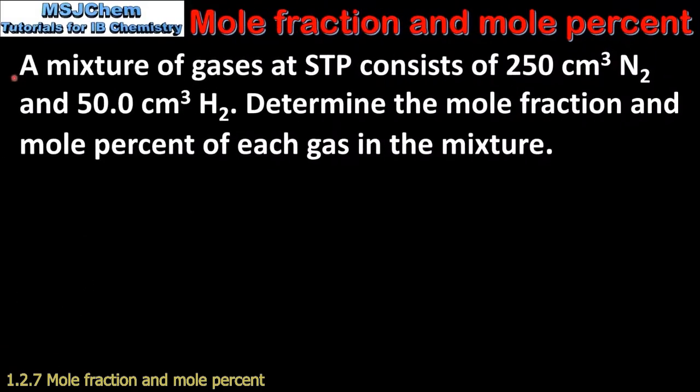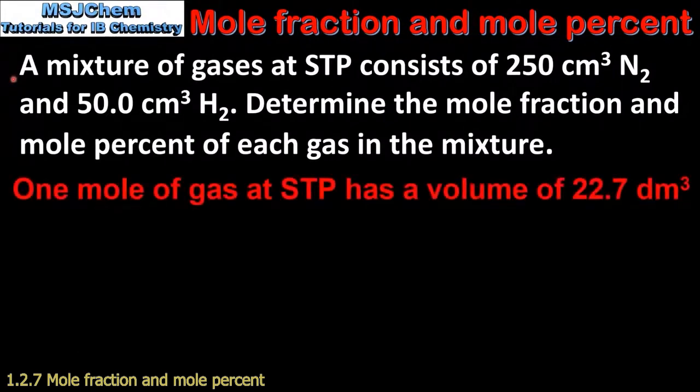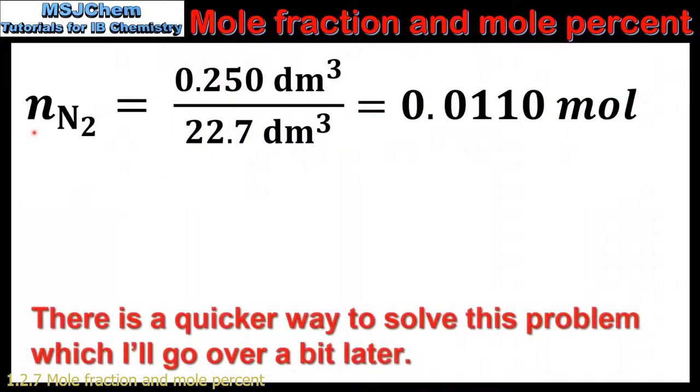A mixture of gases at STP consists of 250 cubic centimeters of nitrogen and 50 cubic centimeters of hydrogen. Determine the mole fraction and mole percent of each gas in the mixture. The first step is to calculate the amount in moles of nitrogen. To do this, we divide the volume of nitrogen in cubic decimeters by the molar volume of a gas, also in cubic decimeters. And this gives us 0.0110 moles.